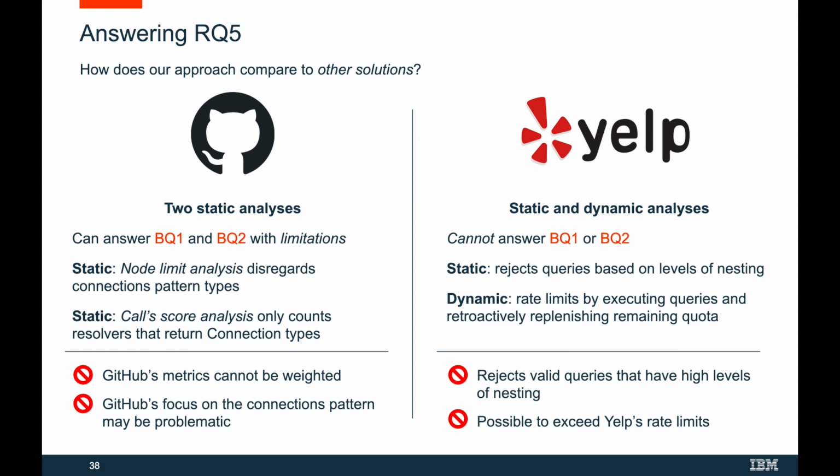Both of these issues can be resolved by using our analysis. Our analysis can provide more insight into the complexity of queries than levels of nesting alone. In addition, our analysis can prevent users from using more than their allocated quota by determining the complexity of a query before rather than after issuing it. Thus, we conclude that our analysis also outperforms the closed source solutions.